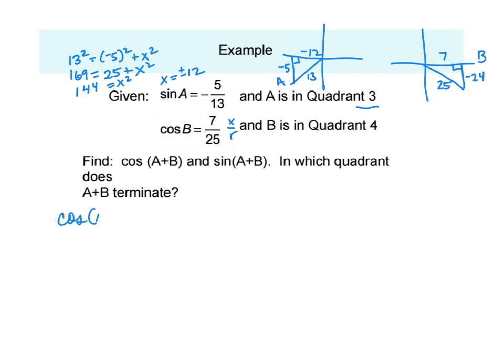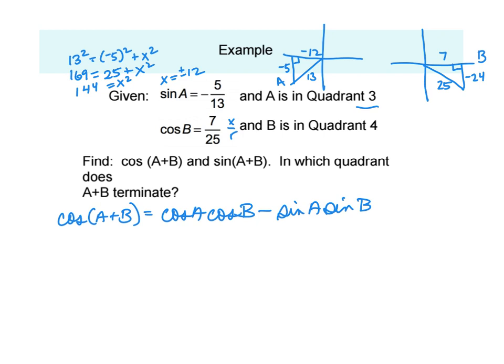I know that cosine of a plus b, using my sum and difference identities, is cosine of a cosine of b. Remember, Cosette was with her sister. Their signs are not the same. Minus sine of a sine of b. Sinbad is with his brother.